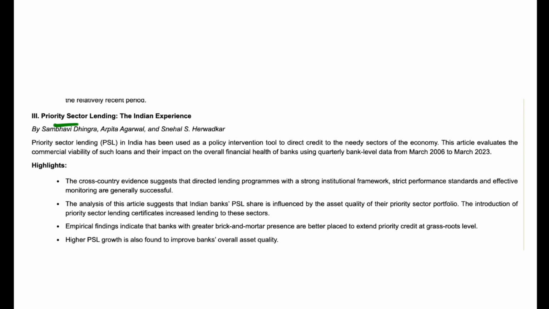Now let us talk about priority sector lending. Look, there is no separate circular as such for that, but there was an essay about priority sector lending, and I liked the essay, so I'm including it here. This is about priority sector lending, the Indian experience: whether it is good, bad, whether it has worked or not. All these things were there.